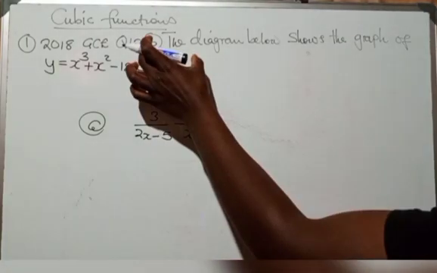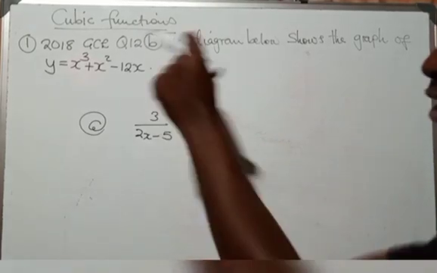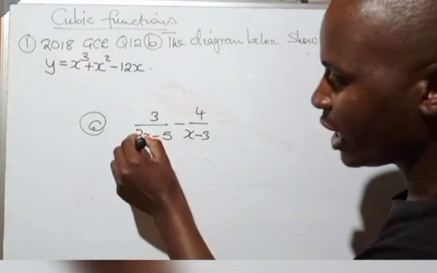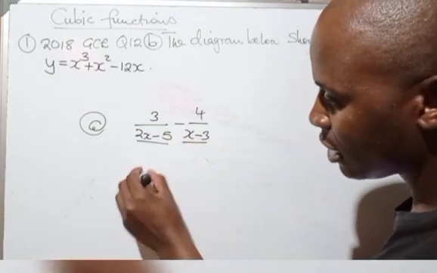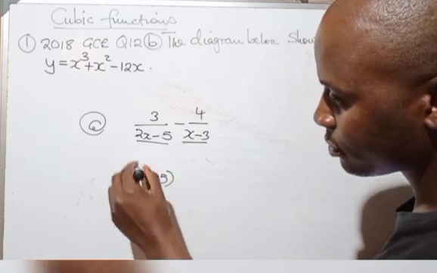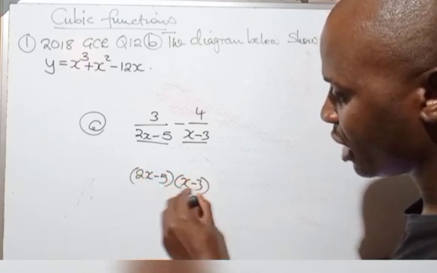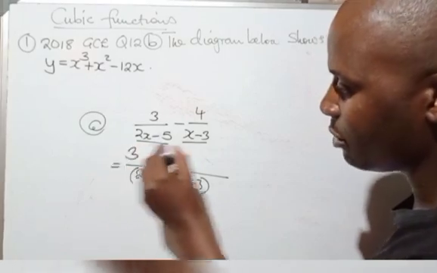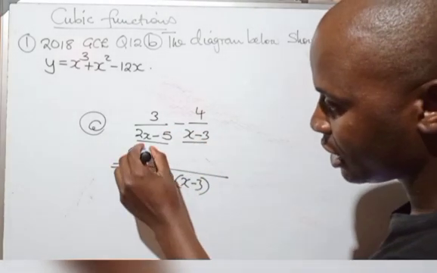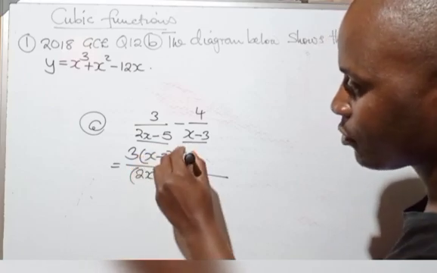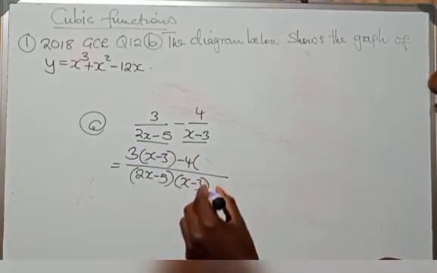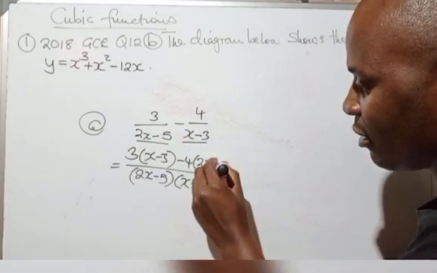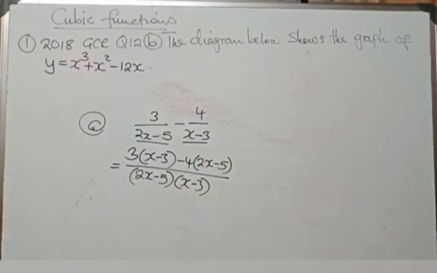Then question number 12B, this is where my main concern is. Now, how do we express this one as a single fraction? We'll get these denominators as our common denominator. Then we cross multiply, meaning 3 multiplied by this denominator, so it will be x minus 3, then minus 4. Another denominator we multiply this one times that, which will be 2x minus 5.